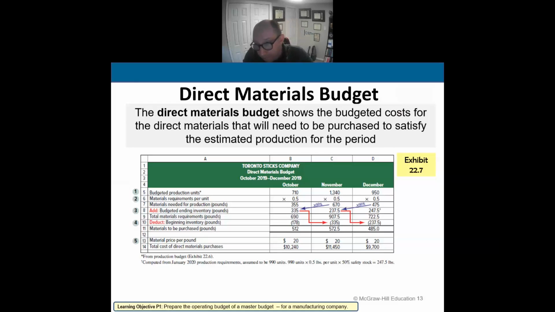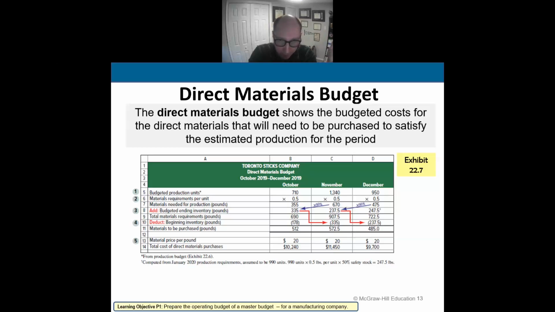The direct materials budget shows us the amount of materials we need to purchase in order to produce the number of units from the production budget. So, number one, first step, is identify the amount we need to produce based off of the production budget. That's why we got to go in order. So we just did the production budget. And according to the production budget for October, we need to produce 710 units.